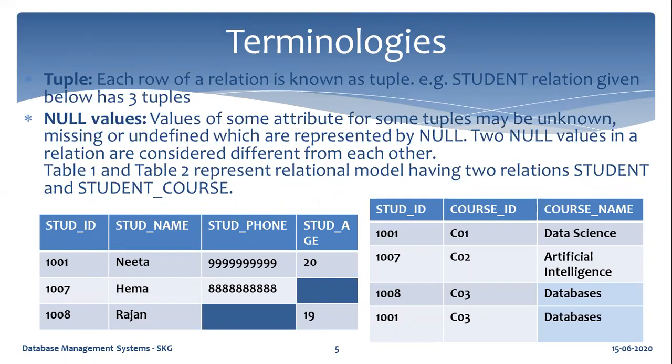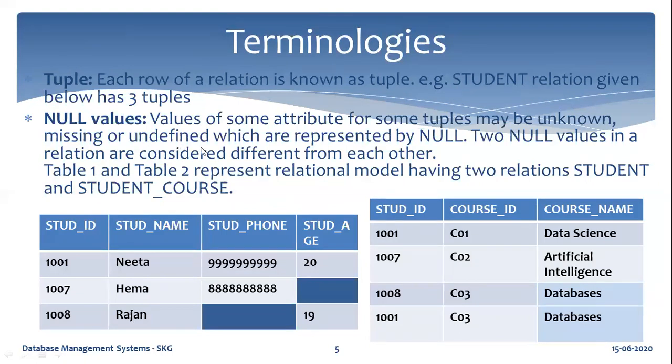Now tuple, what is a tuple? That is a row in a relation or a table. The student relation given below has 3 tuples. Over here you can see this is one tuple, 1001 ID, 1007 ID, 1008 ID.